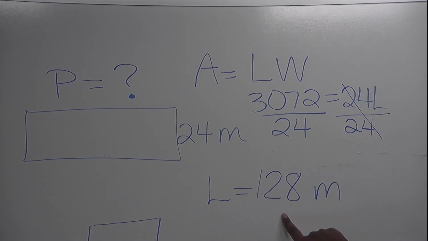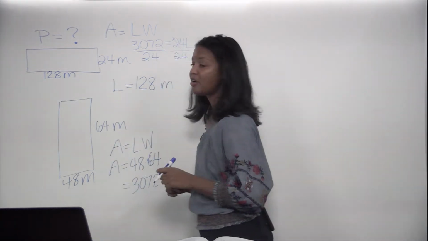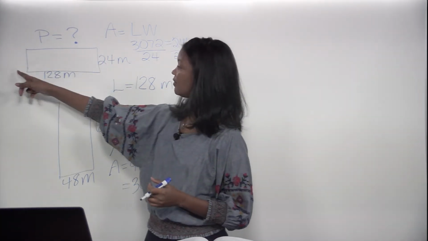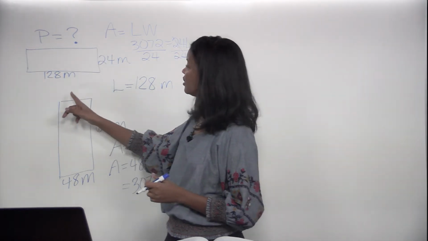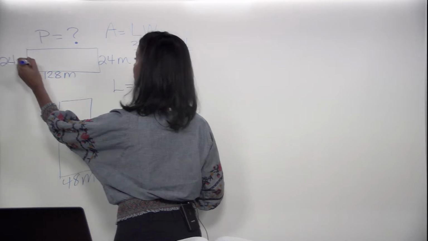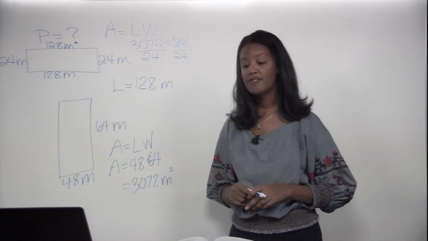Okay, so now that we know the length of our first original playground, 128 meters, we're now ready to calculate our perimeter. And keep in mind, perimeter is the sum of all 4 sides. So we know that this side is 24 meters. We know this side is also 24 meters. And this side is also 128 meters. We can add up all 4 sides.